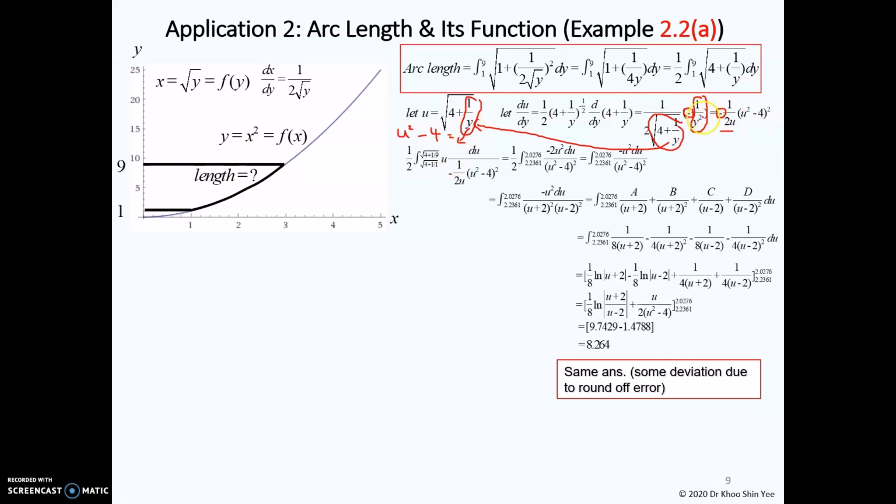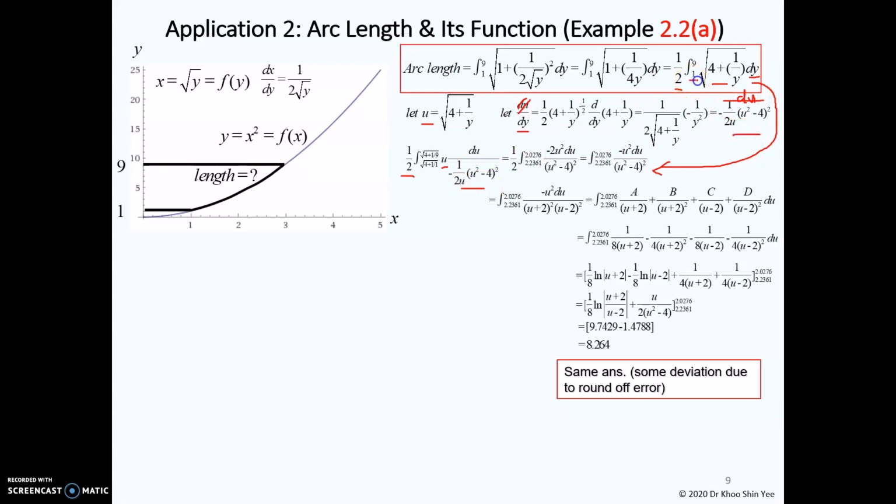So 1 over y squared will be u squared minus 4 to the power of 2. Therefore, you obtain this term. Then we can convert this into this form, where you can see 1 over 2 remains, and the square root of 4 plus this term is equal to u, so you can substitute u inside, and your dy can be found here. So dy is equal to du divided by this. So you have this here.